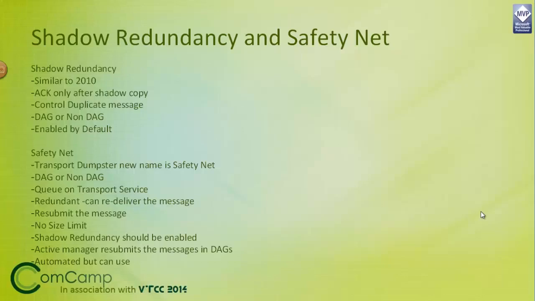The safety net creates the queues on the transport service. Safety net provides redundancy by redelivering the message in case of loss in transition. Safety net is no longer a single point of failure. This introduces the concept of primary safety net and shadow safety net. If the primary safety net is unavailable for more than 12 hours, the resubmit request becomes a shadow resubmit request, and messages are redelivered from the shadow safety net. Make sense?